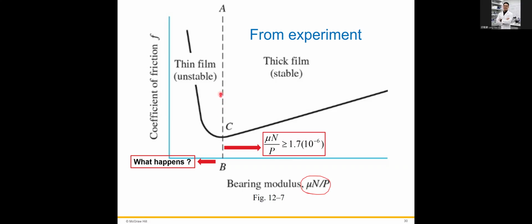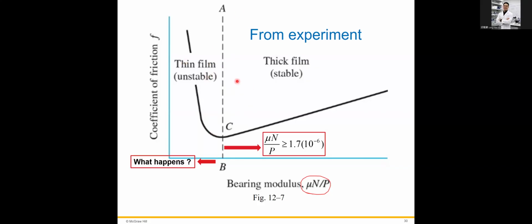It's a vicious loop if we design the journal bearing whose film thickness is to the left of this AB boundary. On the other hand, if we design the bearing modulus to be at the right of this AB limit, that means the clearance thickness is getting thicker. We get a thick film. That means the lubrication is stable. So you have to remember there's a limit, the AB boundary.